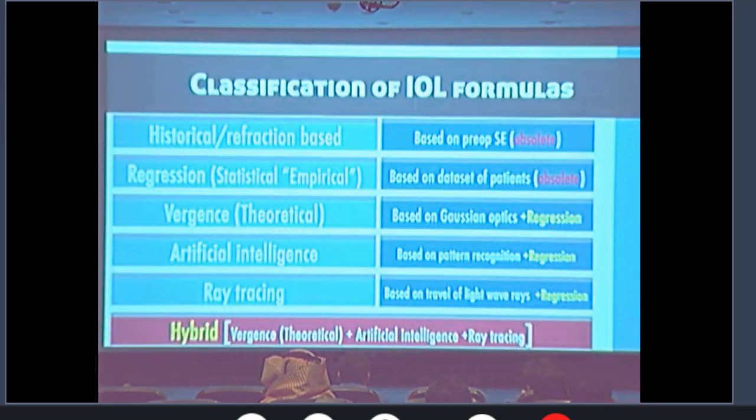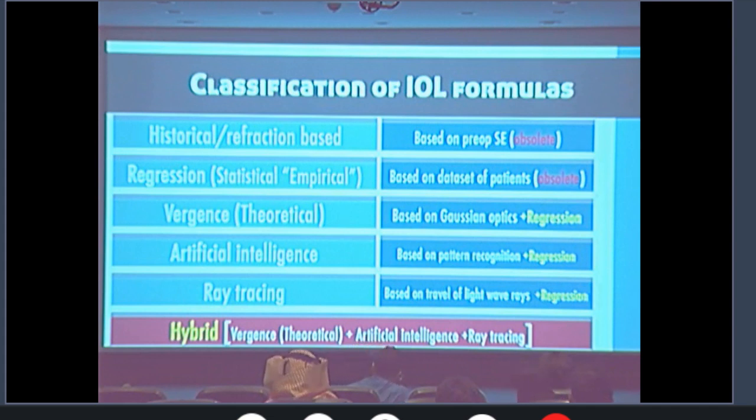So IOL formulas can be classified based on the generation, but for me, I'm classifying them based on historical and refraction based, which is based on preoperative spherical equivalent, and no one should use it anymore. Also based on the regression or statistical or empirical, which is based on the data set of patients. So if you have patients, study them and make your IOL formula, but also you should not use such a formula. The newer is the vergence or theoretical formula based on the optics and regression.